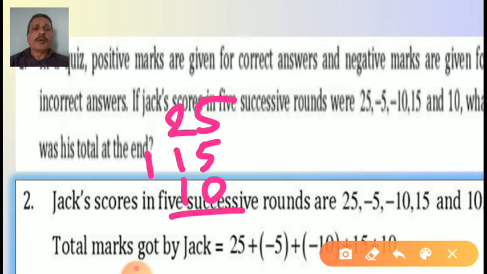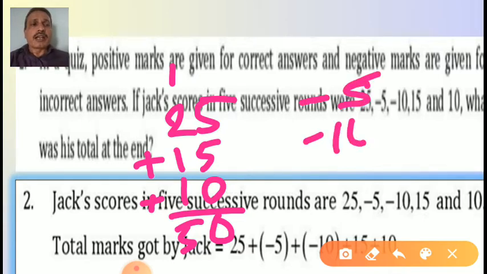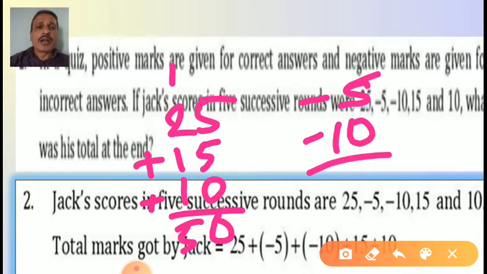What is the total of these positive numbers? Yes, 5 plus 5, 10, plus 0, 10. 1 is the carryover. 1 plus 2, 3, 3 plus 1, 4, 4 plus 1, 5. So there are positive 50 marks. Now what about the negative marks? There are 2 negative marks, one time -5, second time -10. Now we have to add up both numbers because both have an equal sign, minus minus. So 5 plus 10 will give us 15.